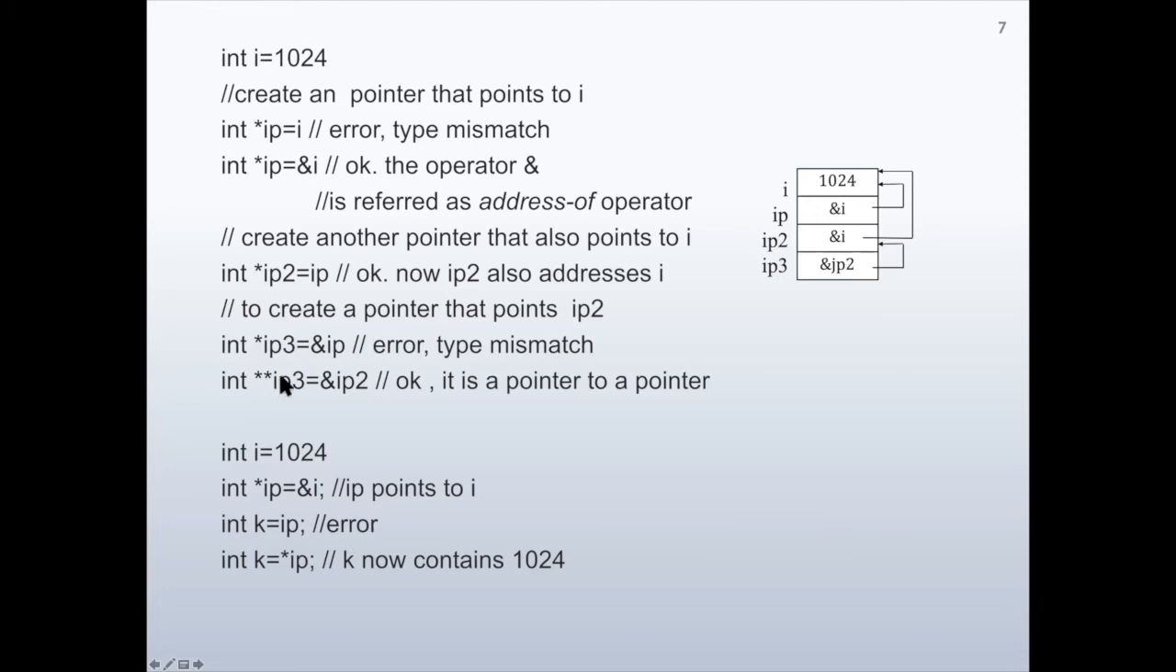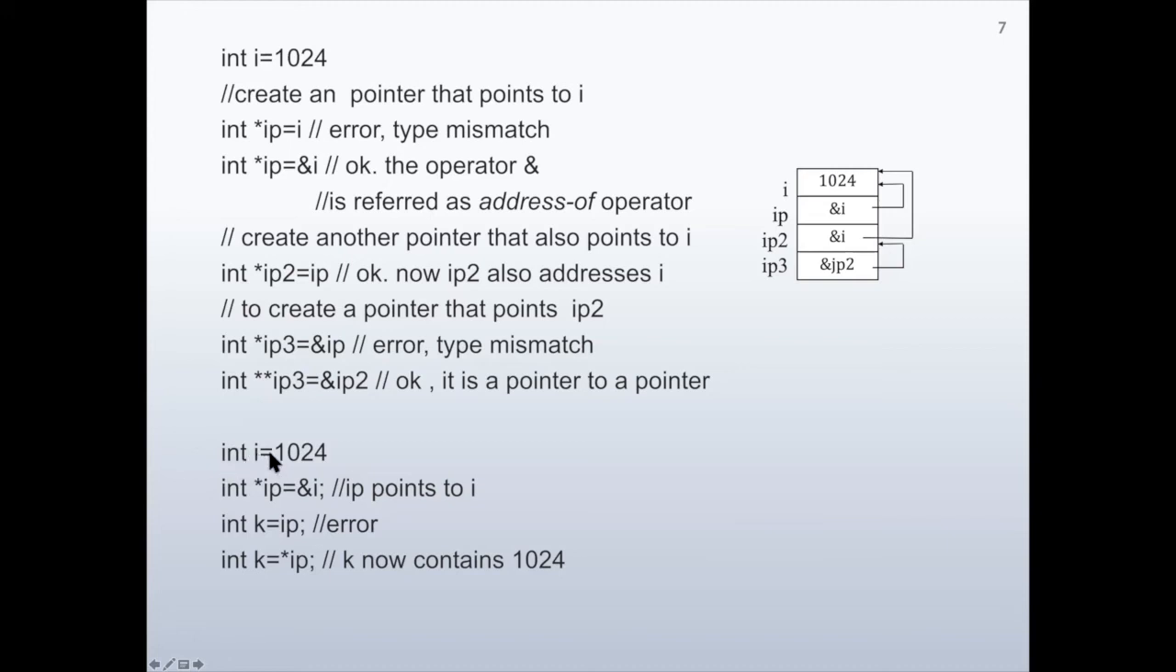Then we created ip3, which is a pointer to a pointer, and it is initialized with the address of ip2. So it is pointing to ip2. Now let's consider an example here.